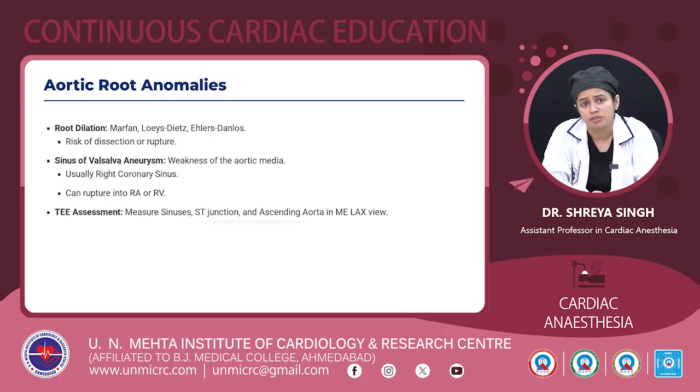Then we have the sinus of Valsalva aneurysm. There's weakness of the aortic media. Usually the right coronary sinus is involved, which can rupture into the right atrium or the right ventricle. And on TEE, we can see the sinuses, the sinotubular junction, and the ascending aorta in the mid-esophageal long axis views.